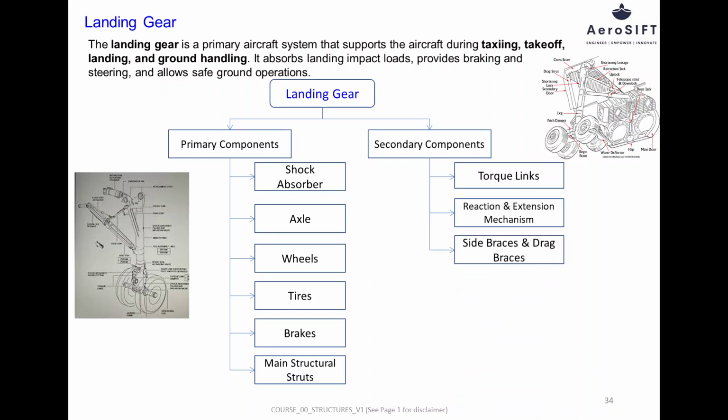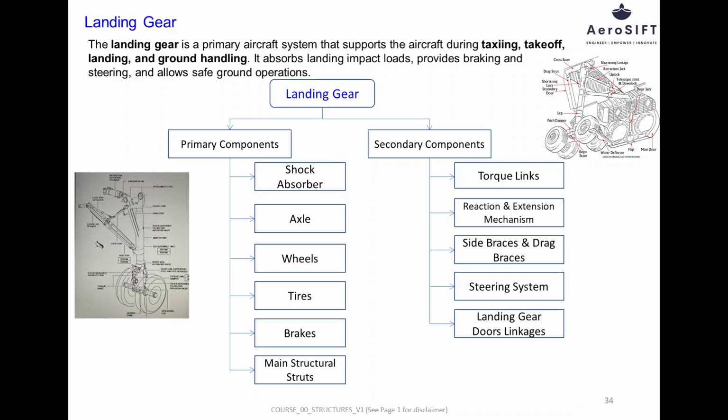Side braces and drag braces provide lateral and longitudinal stability to the landing gear when it is extended. They resist loads caused by braking, acceleration, and crosswind landings and also help lock the landing gear in position. The steering system is installed mainly on the nose landing gear and enables directional control during taxiing. It is operated through hydraulic or electric actuators controlled by the pilot using rudder pedals or a steering tiller.